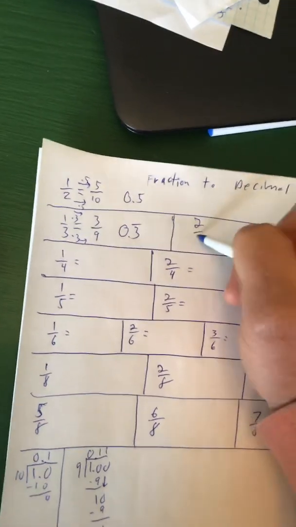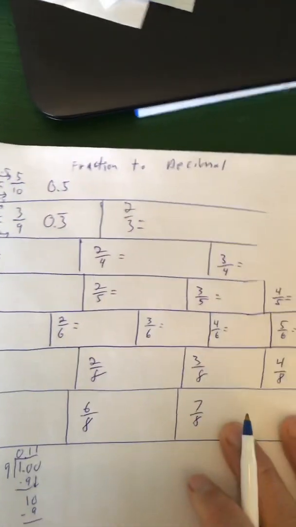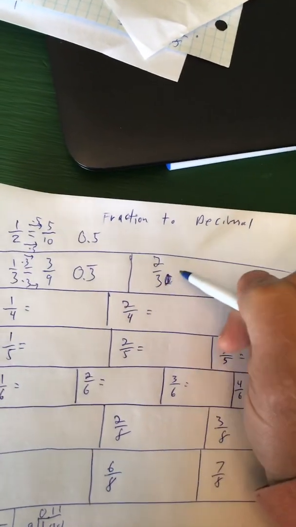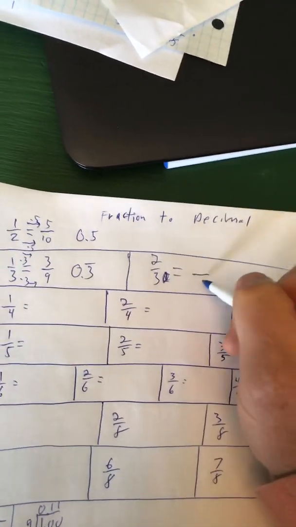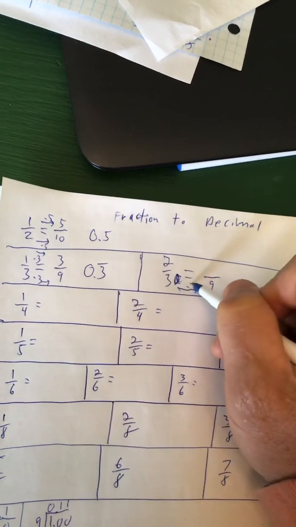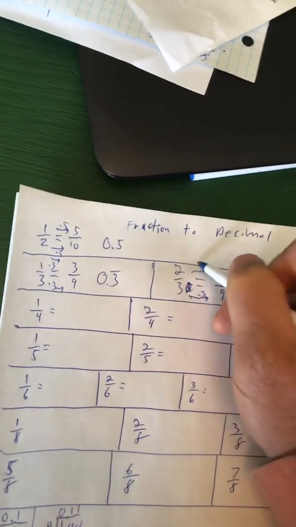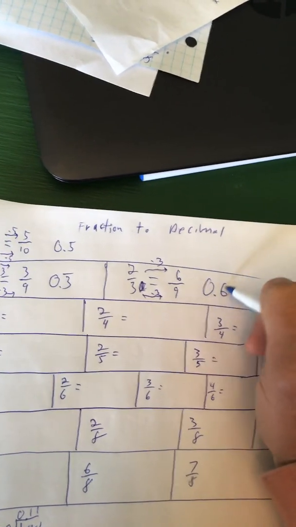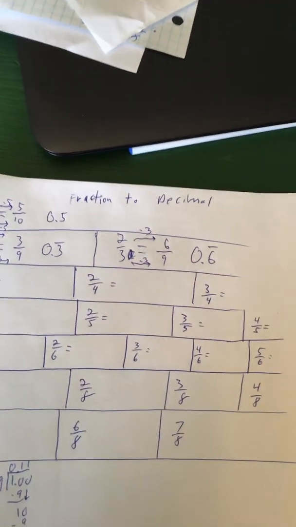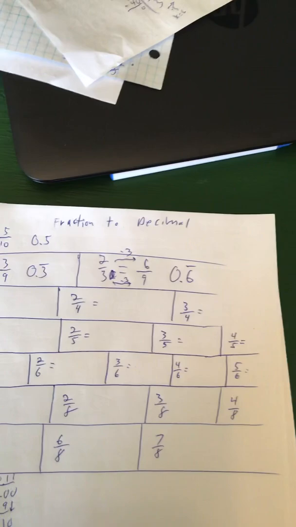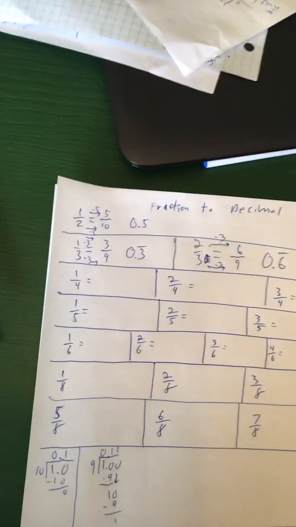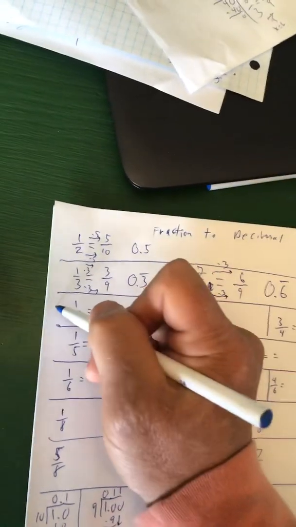So what do you think 2/3 is going to be? Here, you do it. Oops, that equal sign's kind of low. Anyways, I can get to ninths. That's times 3, so that's 6/9. So that's going to be 0.6 repeating, 0.66666 forever. That's what 2/3 is.